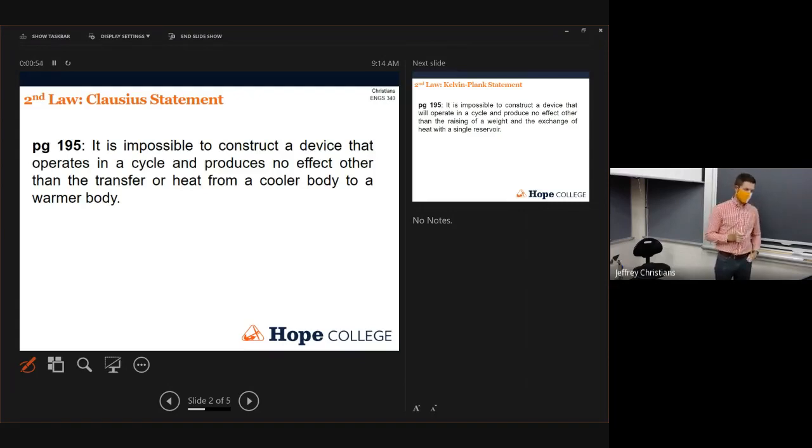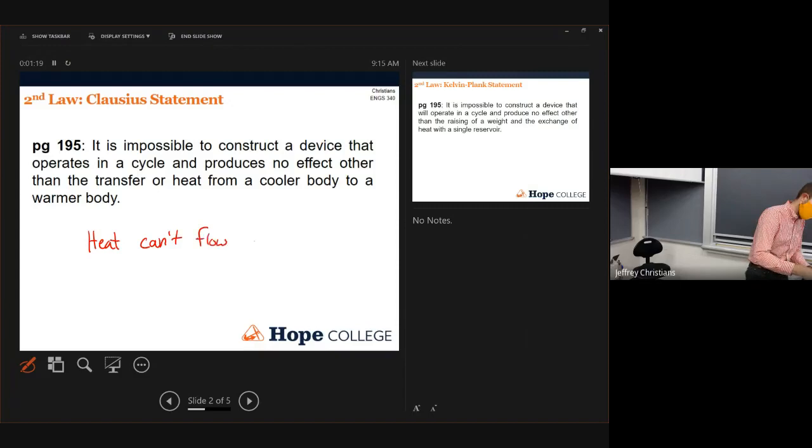Okay, so it's called the Clausius statement. It is impossible to construct a device that operates in a cycle and produces no effect other than the transfer of heat from a cooler body to a warmer body. Right, so this is our statement, I guess how this is written: heat can't flow from cold to hot. Okay, so that's the Clausius statement of the second law.